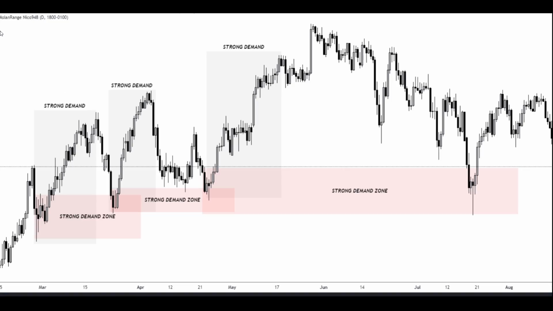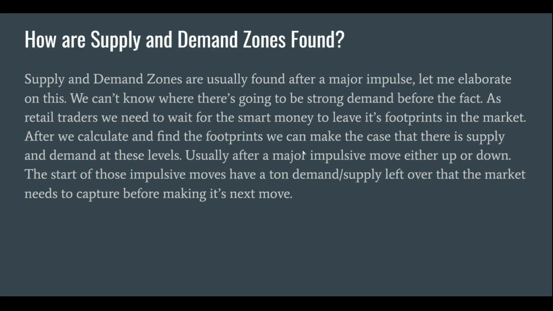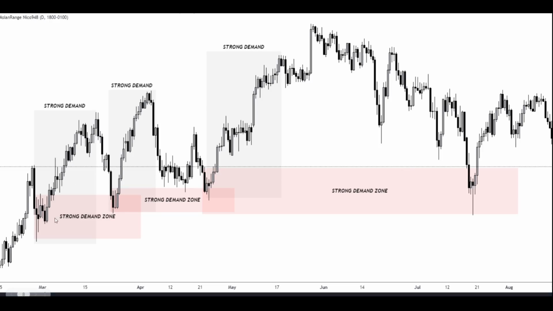Let's go over the next example. So this is a demand example. We can see that this is our major impulsive move up. The gray zone is the major impulsive. Right here, we have another major impulsive move up. And the third one, we have another gray impulsive move up. Now, like I said in the previous slide, usually after a major impulsive move, either up or down, the start of those impulsive moves have a ton of demand/supply left over. Right here, we can see that this area is where the bottom was, way before the move started. This is where the start of this major impulsive move started. So was this. This red zone right here is where the start of this major impulsive move began, and so was this right over here.